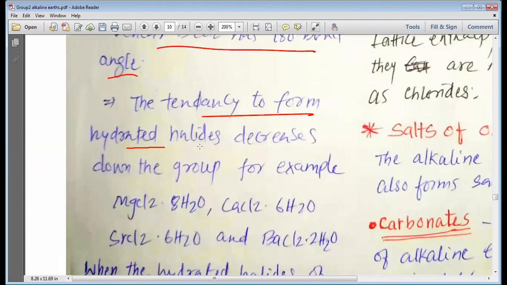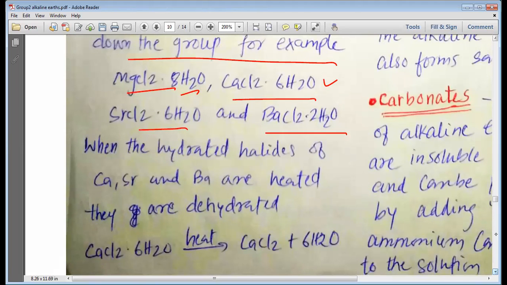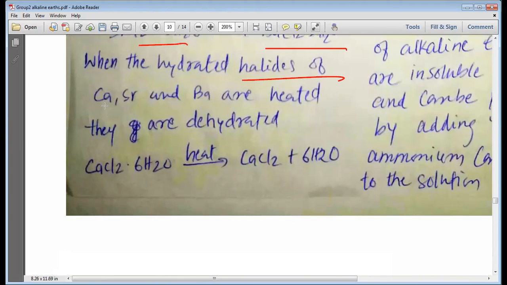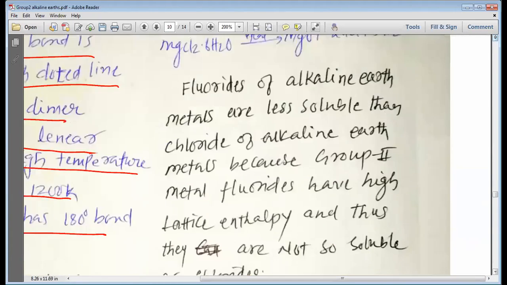The tendency to form hydrated halides decreases down the group. For example, you can see that MgCl2 can form 8H2O, CaCl2 can have a maximum of 6 water molecules, SrCl2 6H2O, but BaCl2 only 2H2O. So as you go down the group, the tendency to hydrate is decreasing. When hydrated halides of calcium, strontium, and barium are heated, they are dehydrated. You can see that CaCl2 6H2O, when it is heated, gives CaCl2 and 6H2O. So the water of crystallization is being removed by heating. But in the case of beryllium, it is not so.